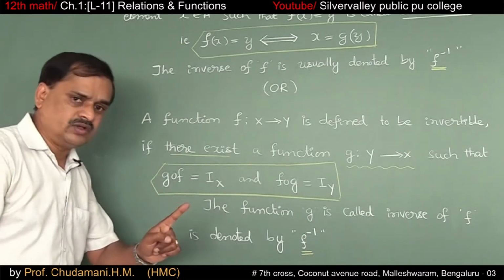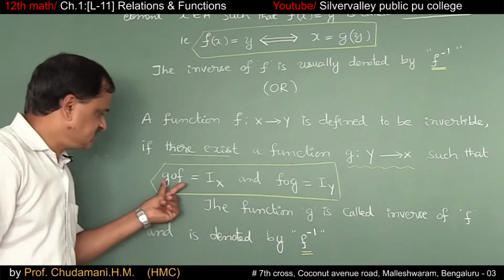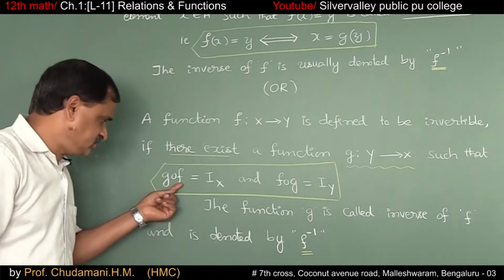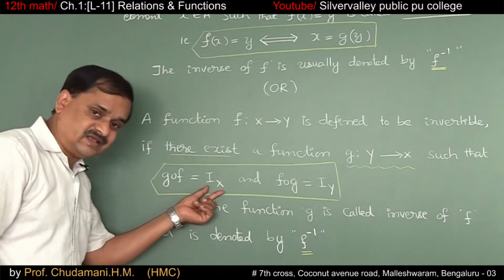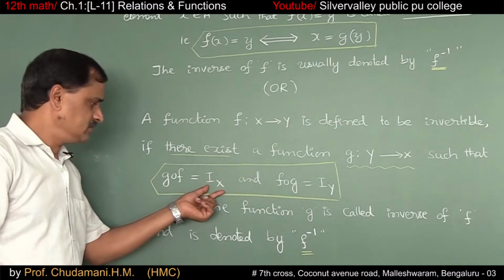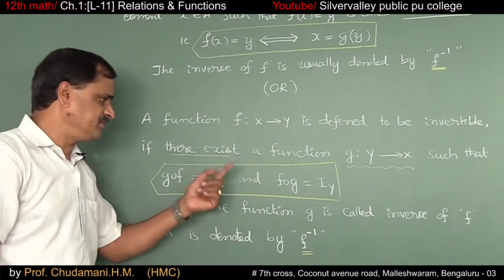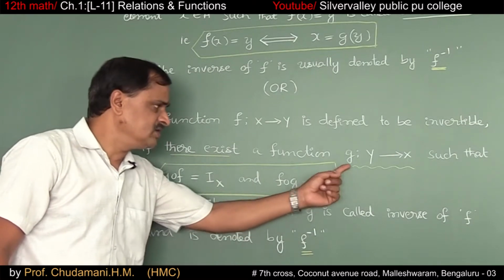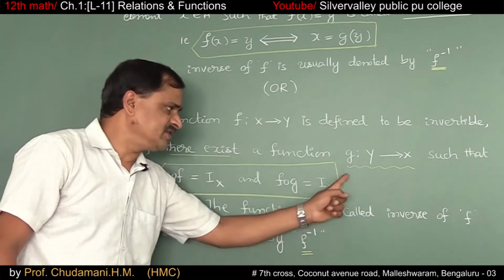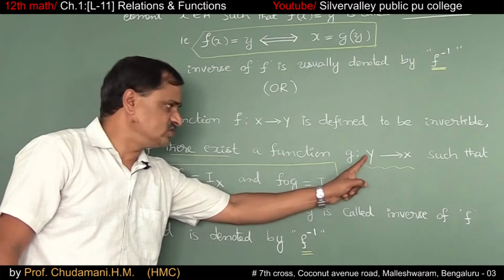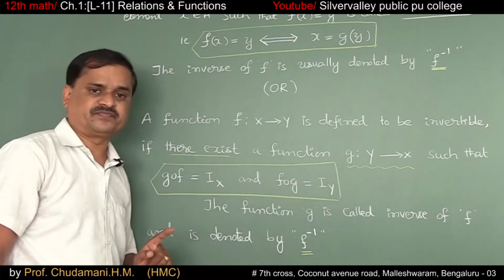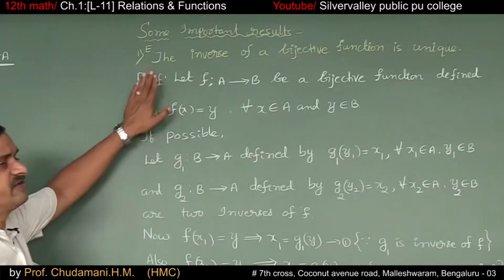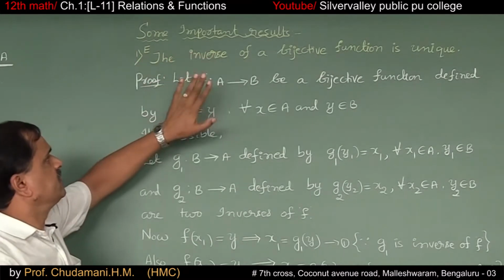So to show the inverse exists, it is enough if we show the composition of f and g is the identity function on the set x, which is the domain of f, and the composition of g and f is the identity function on the set y, which is the domain of g actually. Okay. Some standard results, some important results.